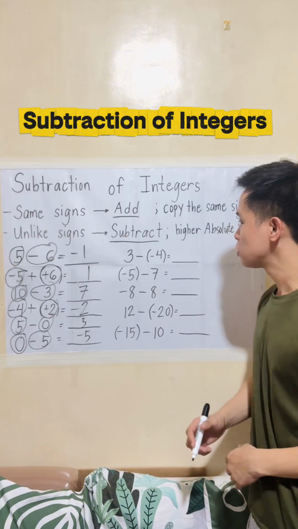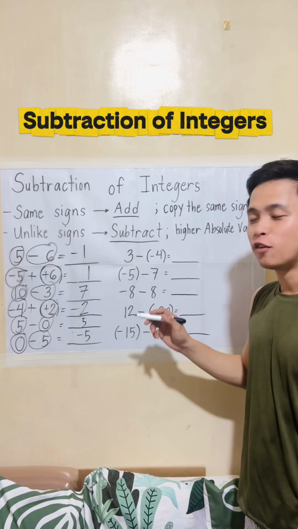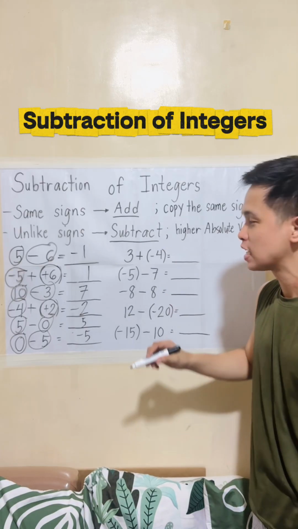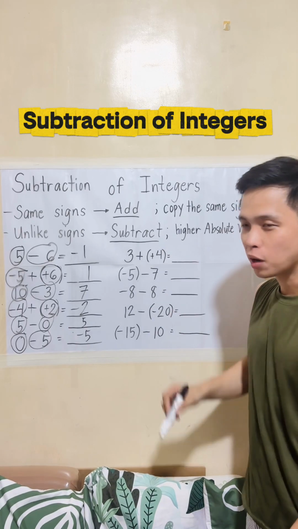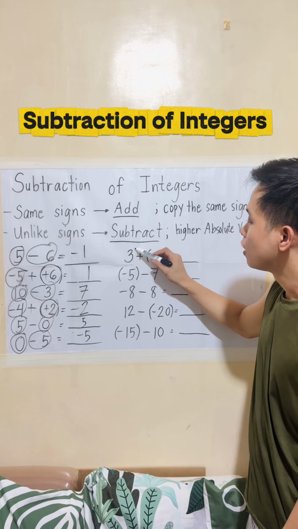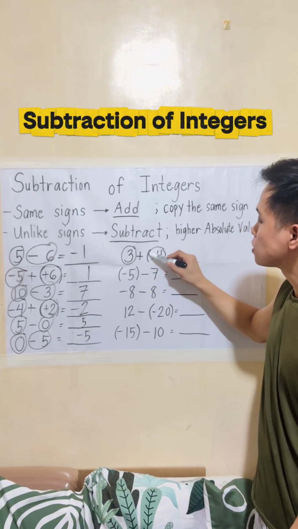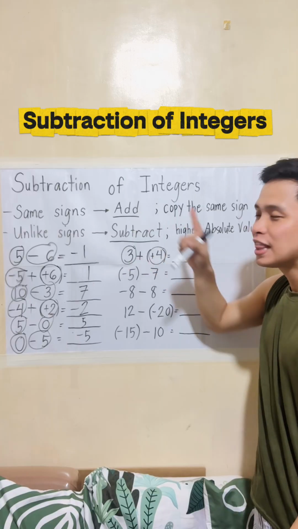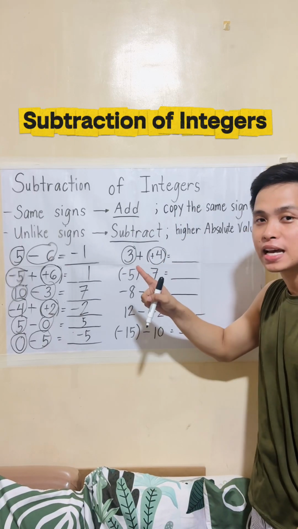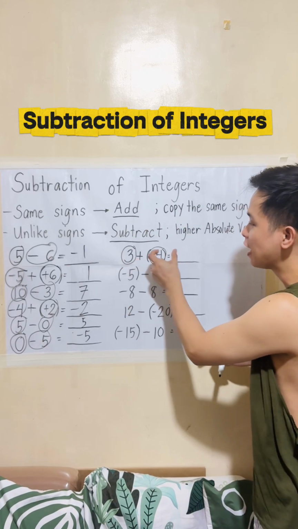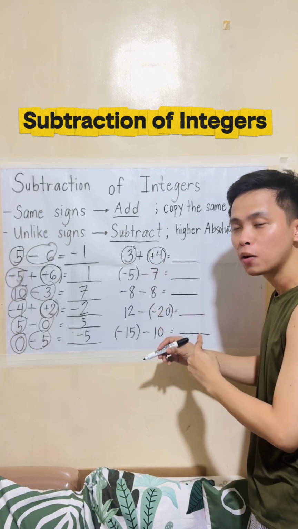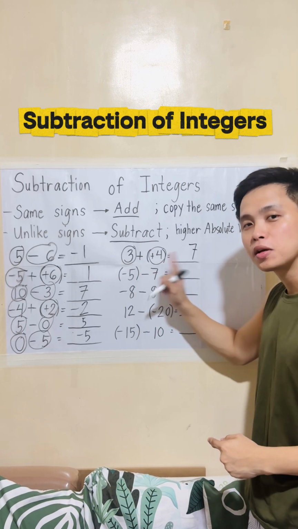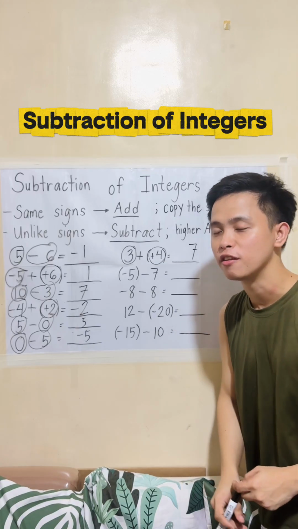Last 5 examples. 3 minus negative 4. We have minus negative. We need to change this into plus, and negative will become positive now. So we have here positive 3 and positive 4. Same sign. If it's same signs, we add the numbers and copy the same sign. So positive and positive, adding the two numbers, 3 and 4 will give us 7. Since both are positive, the answer is also positive.